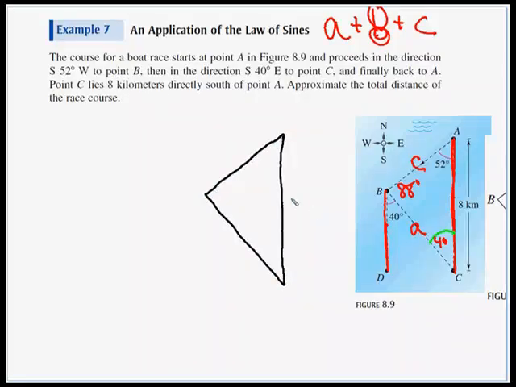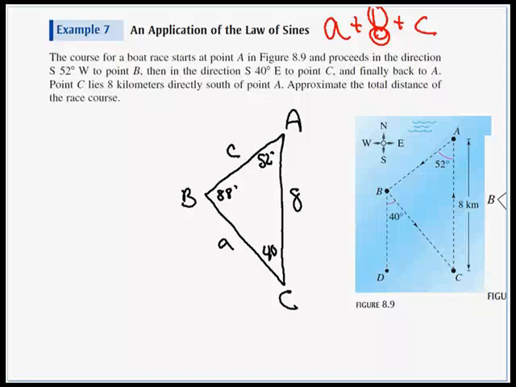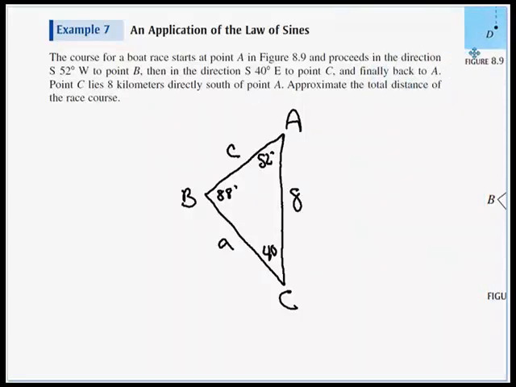Here's a triangle. We know this is 8. We know this angle is 88 degrees. We have a 52-degree angle up here, 40-degree down here at C, and we know side B is 8. So we have one side, we have all three angles, and we're missing two sides, C and A. So we now have everything we need to solve this problem. We want to find sides A and C and then add all three sides up.